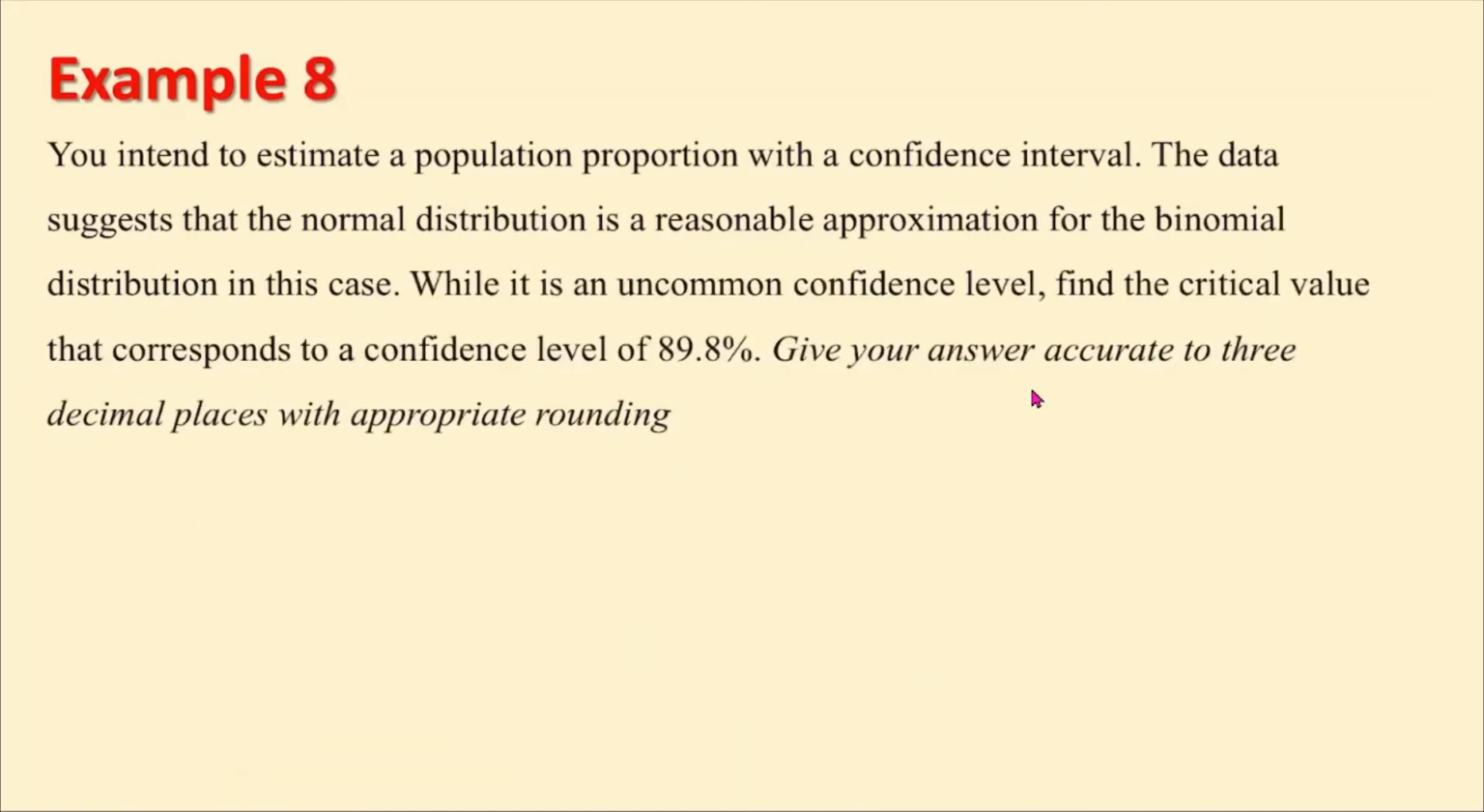We have a similar type of question in the eighth example. Let's first read through. You intend to estimate the population proportion with a confidence interval. The data suggests that the normal distribution is a reasonable approximation for the binomial distribution in this case. What is an uncommon confidence interval?